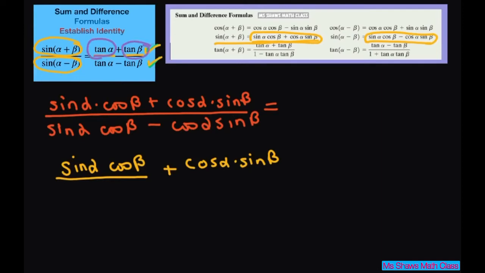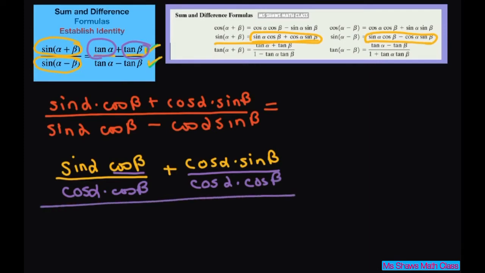So to get a tan alpha, I'm going to divide this by cosine of alpha, and then I have to divide this by cosine of beta, because that'll give me 1. Now we have to do this for every term, and it should work. Since these are identities, this should work because we're forcing it. So now copy down the denominator. Let's do that.